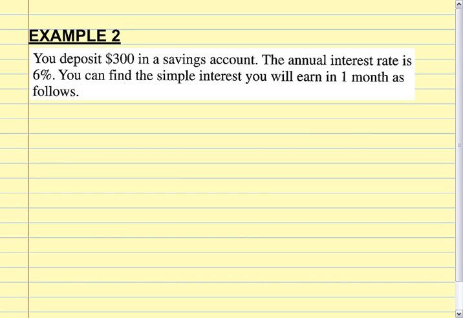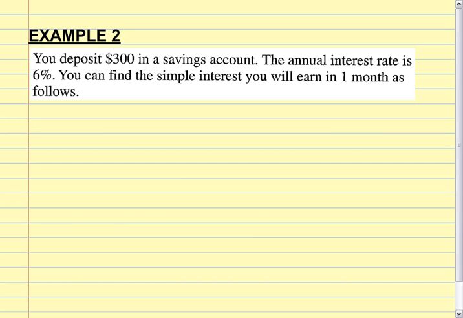The annual interest rate is 6%. What would we call that? Well, I'd already said. What is it? What is it, Jenna? It said 6%. Is that the principal? Is that the rate? Is that the time? That's the rate.